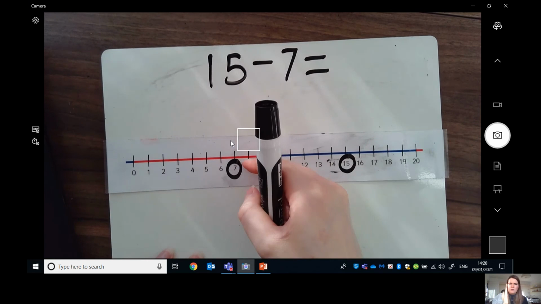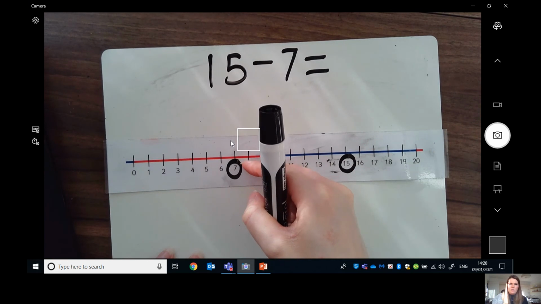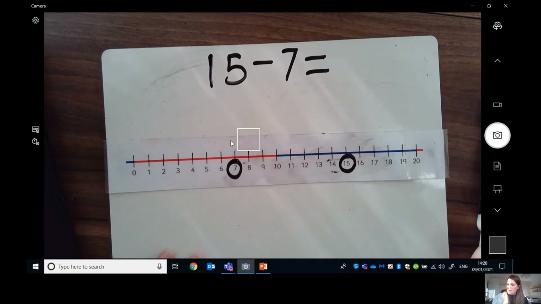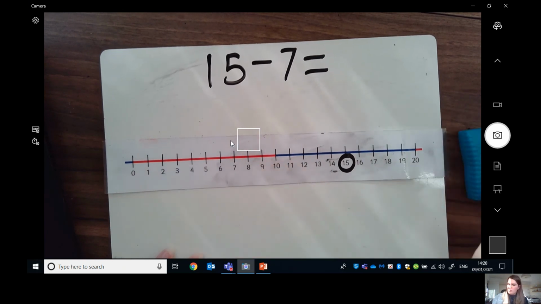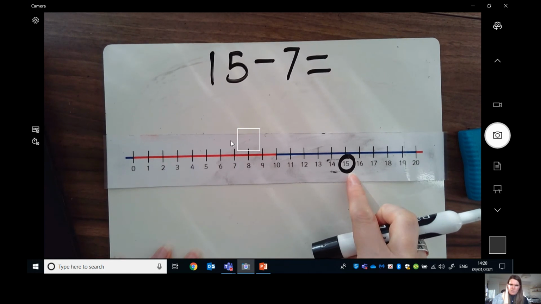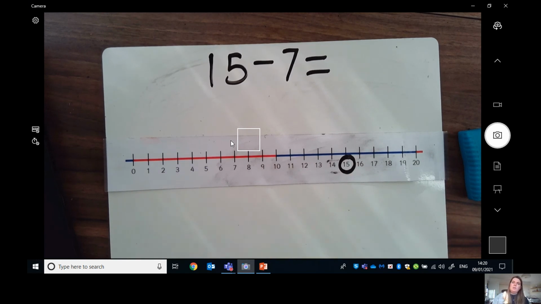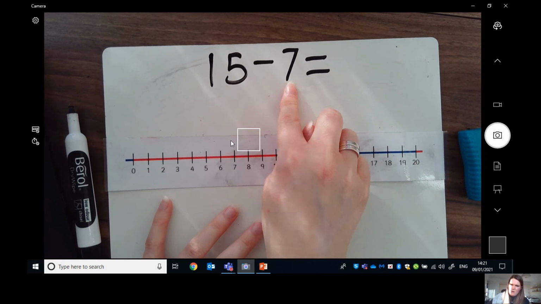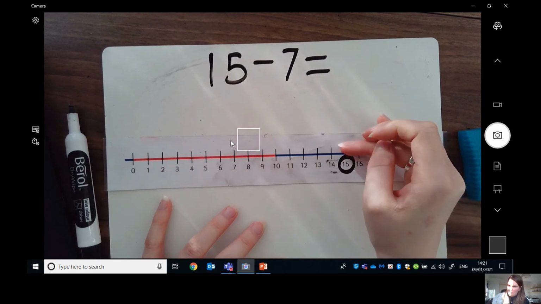Why do I not need to circle the number 7? Oh, because that's the number of jumps we're making. Thank you. I only need to circle the number I'm subtracting from. Okay, so I've circled the number I'm subtracting from. Now I make my 7 jumps. Got it. Okay, because I'm subtracting 7, I make my 7 jumps. Okay, you ready to count with me?